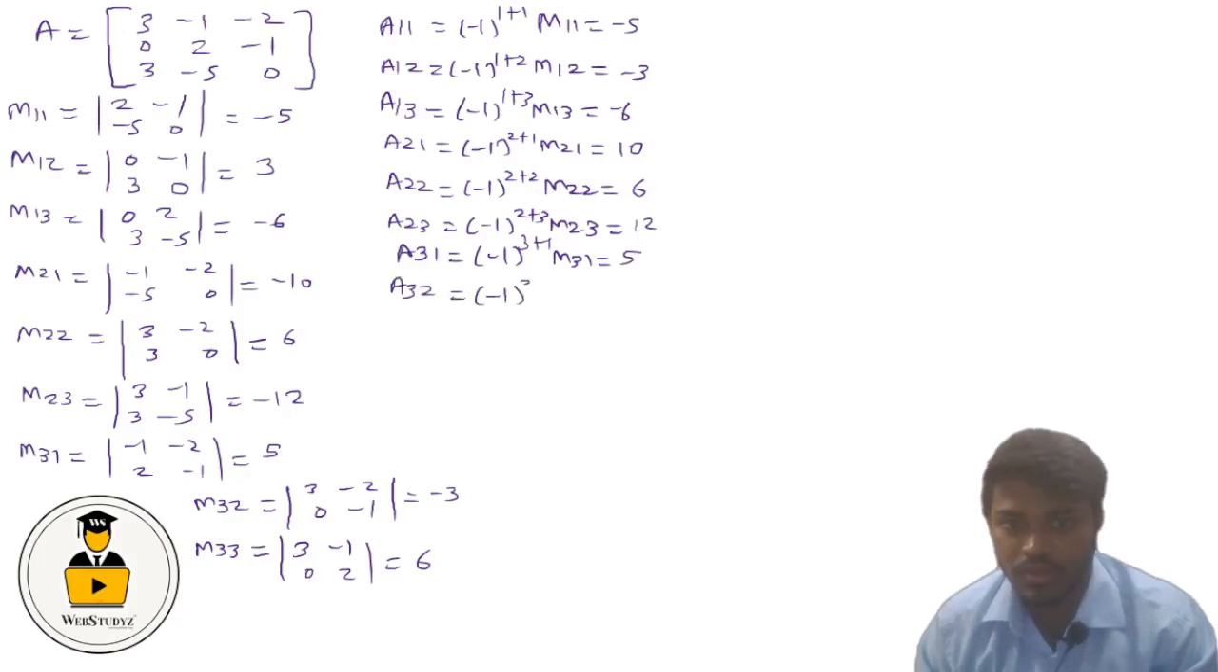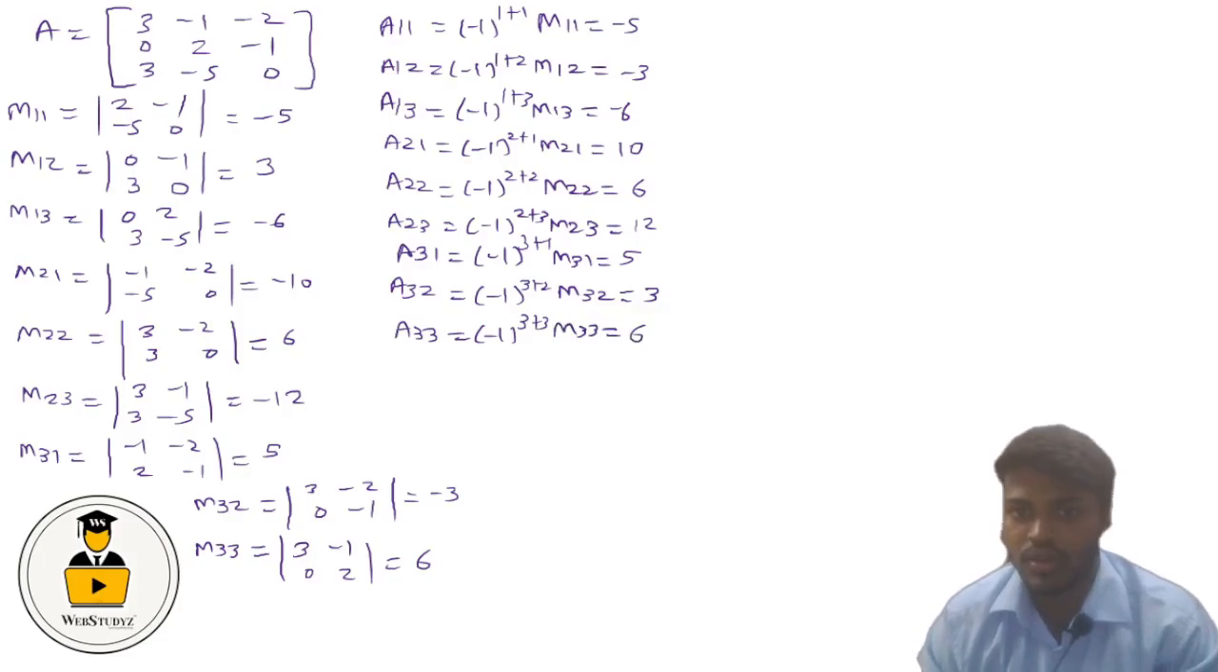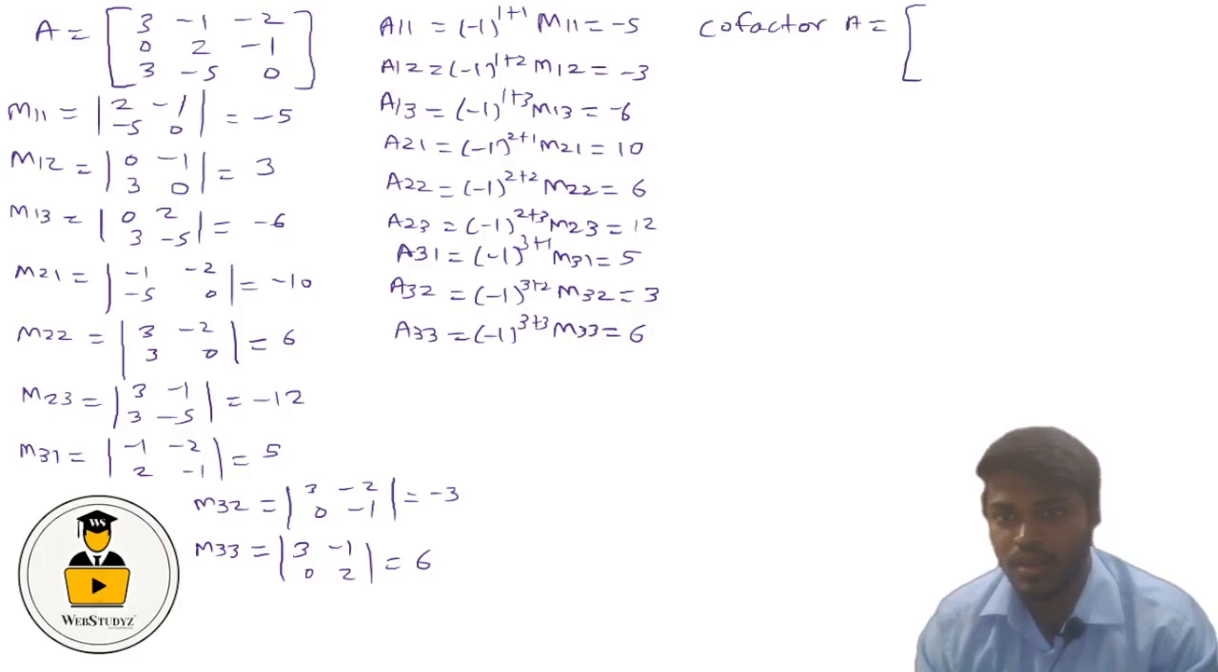A32 is minus 1 raised to 3 plus 2 M32. Now M32 is minus 3. Minus 3 into minus 1 will be plus 3. And A33 will be minus 1 raised to 3 plus 3 M33. M33 is 6, so this will be 6. So therefore we can say that our cofactor matrix of A will be minus 5, minus 3, minus 6, then 10, 6, 12, 5, 3, 6.